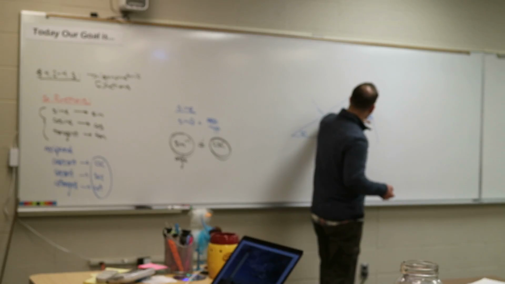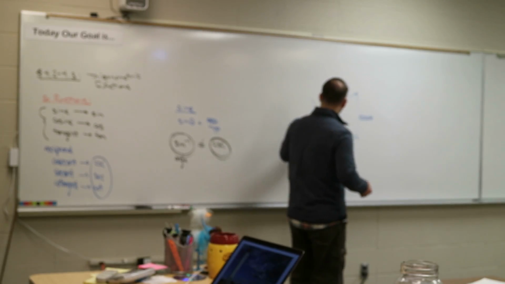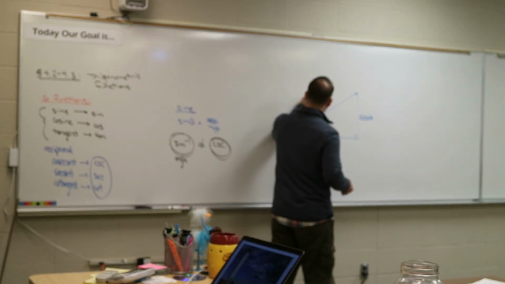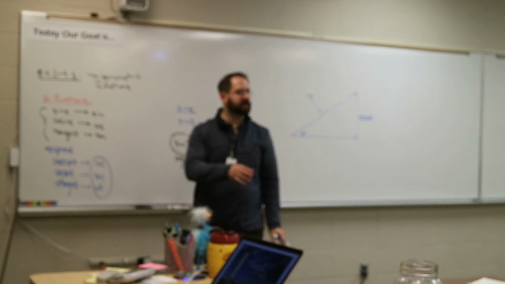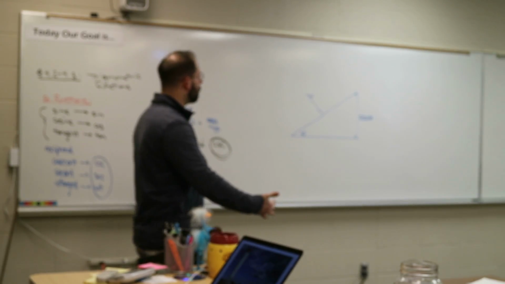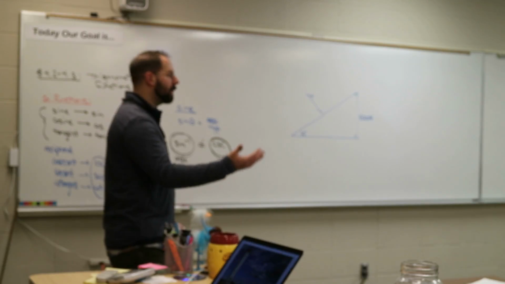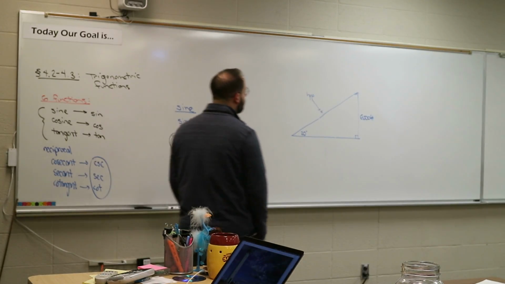On this right triangle, that number is the hypotenuse. The hypotenuse is always the longest side. It's the side that doesn't touch the 90-degree marker. That was something I didn't discuss yesterday. I don't think I spent any time talking about that.